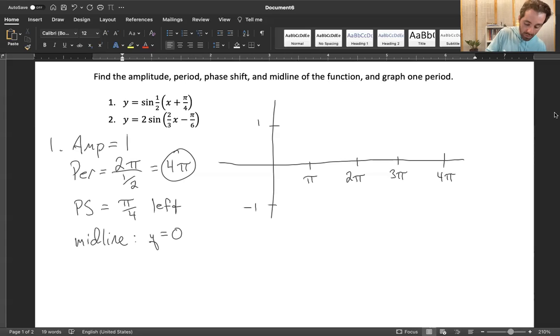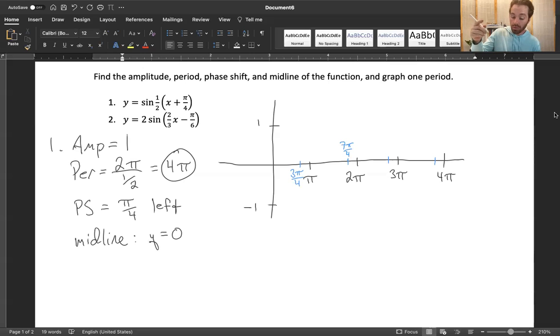So to help us out with that, what I'm going to do is put little markers here at 3/4 of the way to pi. Okay. And then 3/4 of the way to 2 pi, 3/4 of the way to 3 pi, 3/4 of the way to 4 pi. So really this is 3 pi over 4. 2 pi minus pi over 4 would be 7 pi over 4.